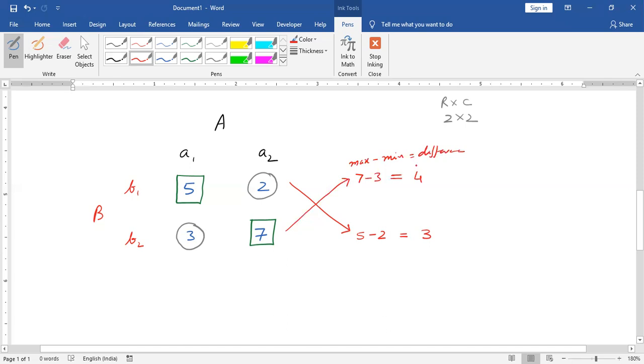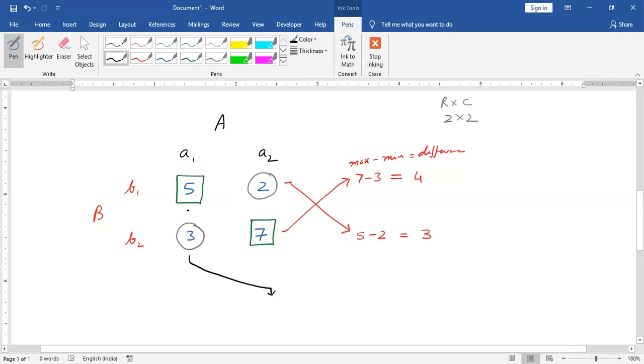And the thing is that you have to calculate the difference diagonally. That means the difference of the first row you are going to mention in front of the second row. The difference of the second row you are going to mention in front of the first row. Similarly, the difference of the first column you are going to mention below the second column.